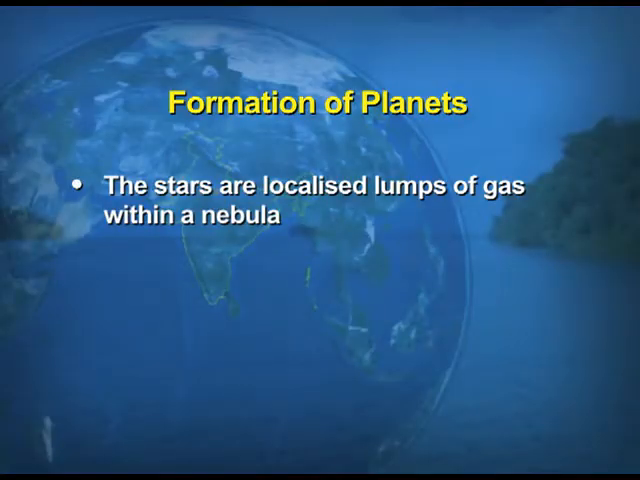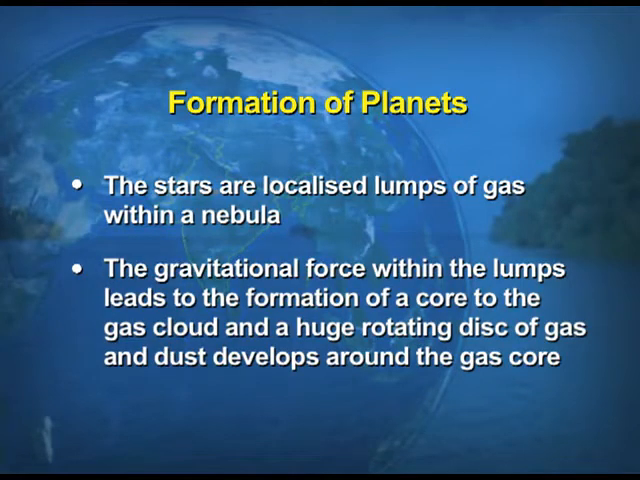Let us have a look at the stages in the formation of the planets. In the first stage, stars are localized lumps of gas within a nebula. The gravitational force within the lumps leads to the formation of a core to the gas cloud, and a huge rotating disk of gas and dust develops around the gas core.